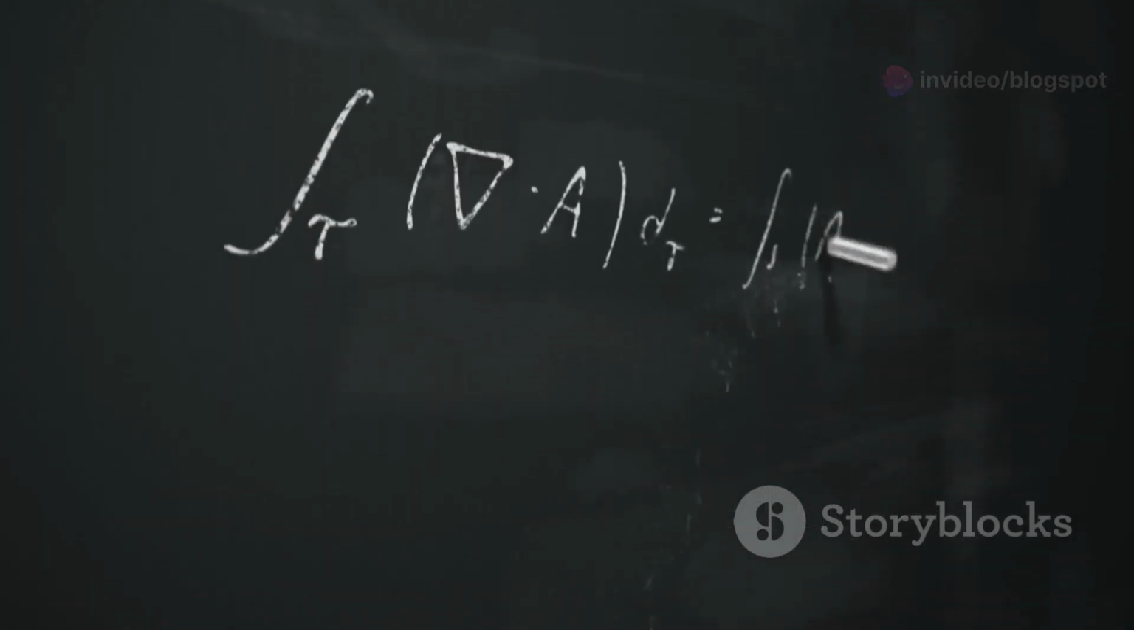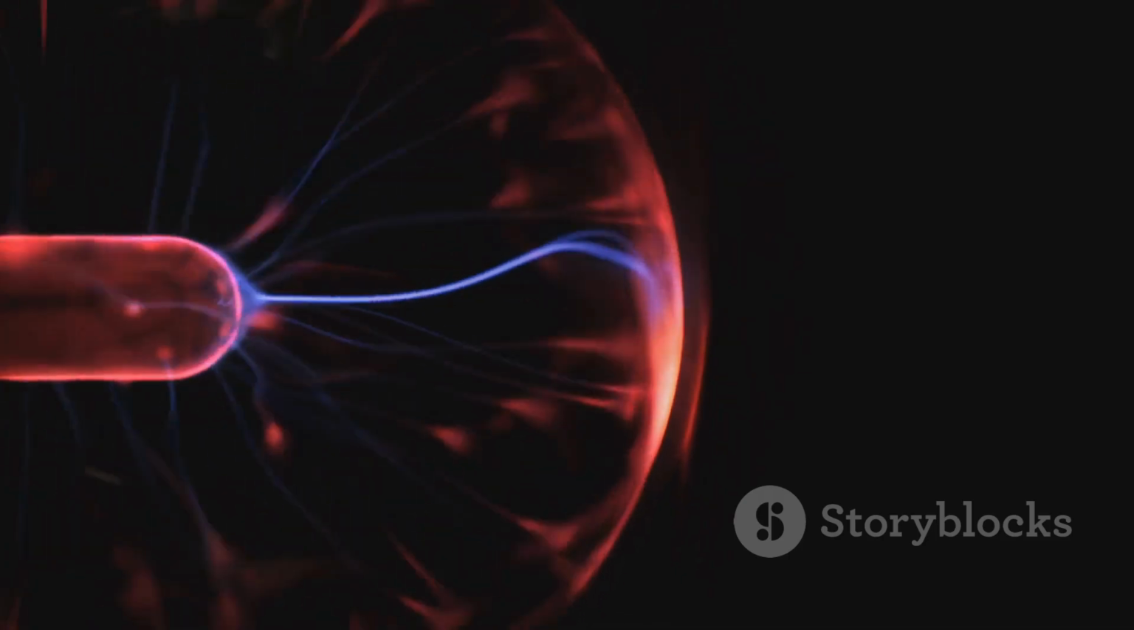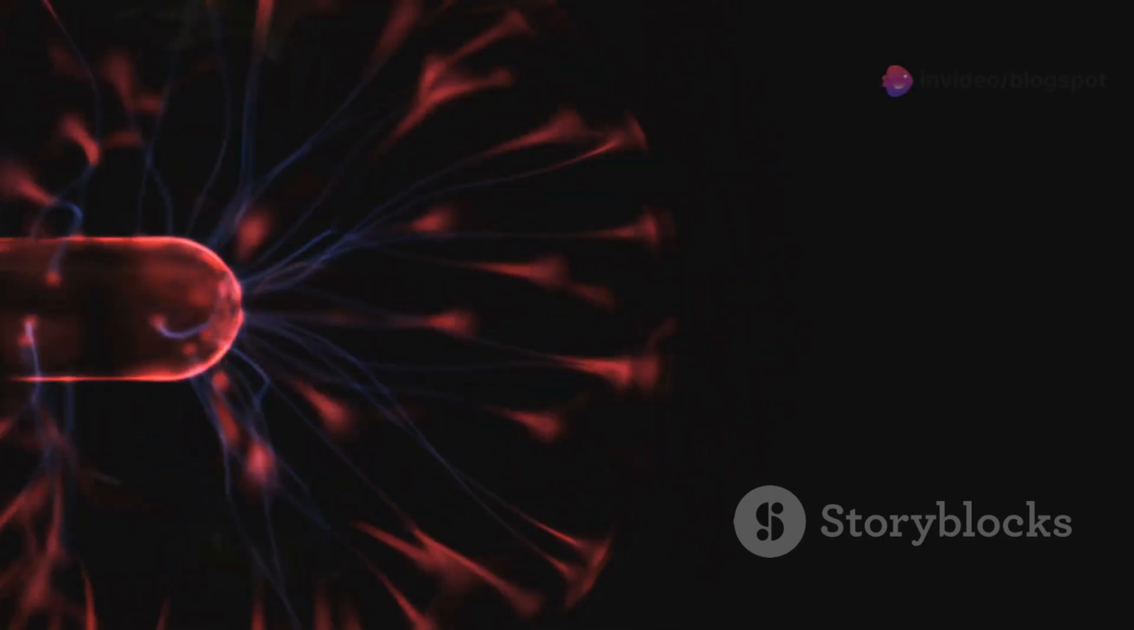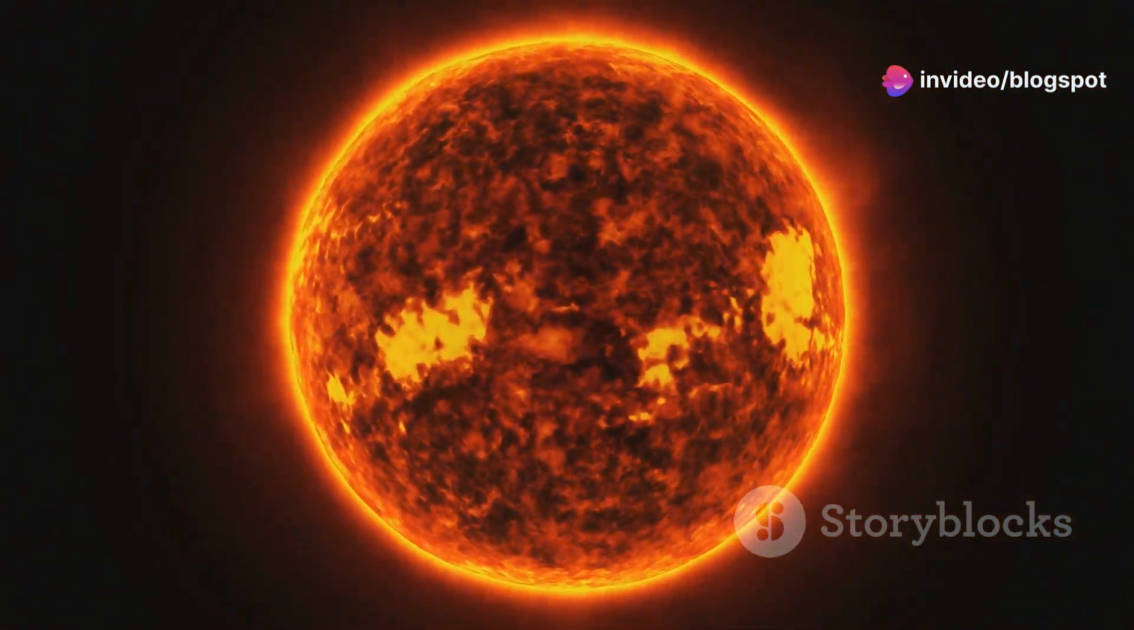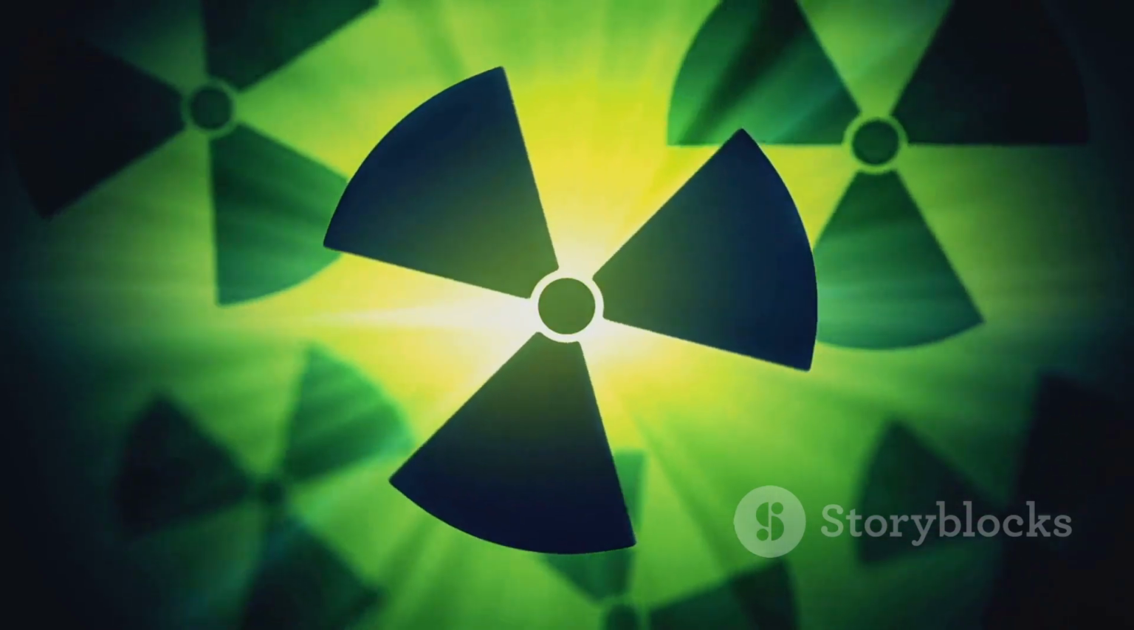Let's break down the Stefan-Boltzmann formula piece by piece. First up, we have P, which represents the power of radiation. This is the amount of energy radiated per second, measured in watts. Think of it as the strength of the radiation.